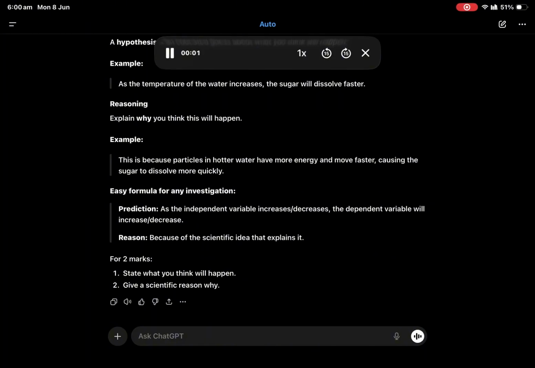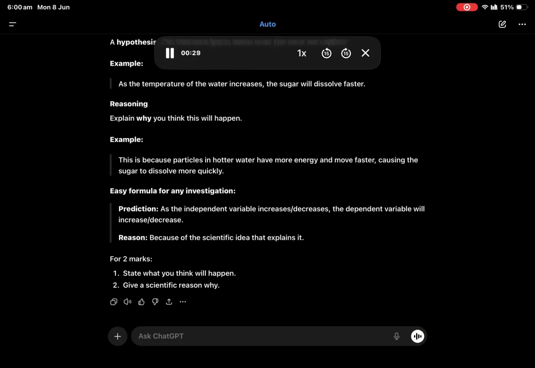For this type of question, hypothesis prediction. A hypothesis is an educated guess about what you think will happen. Example: "As the temperature of the water increases, the sugar will dissolve faster." Reasoning, explain why you think this will happen. Example: "This is because particles in hotter water have more energy and move faster, causing the sugar to dissolve more quickly."